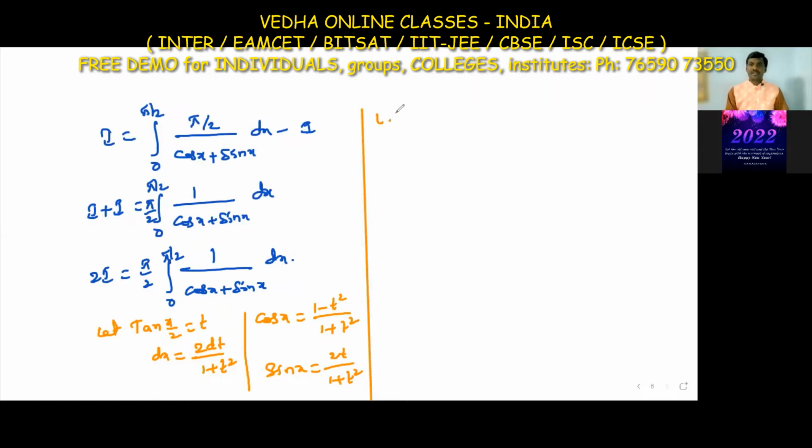Okay, what about the limits here? Lower limit is x is equal to 0. Given values are always x values. Given function is x, so given values also x values only. x is equal to 0.